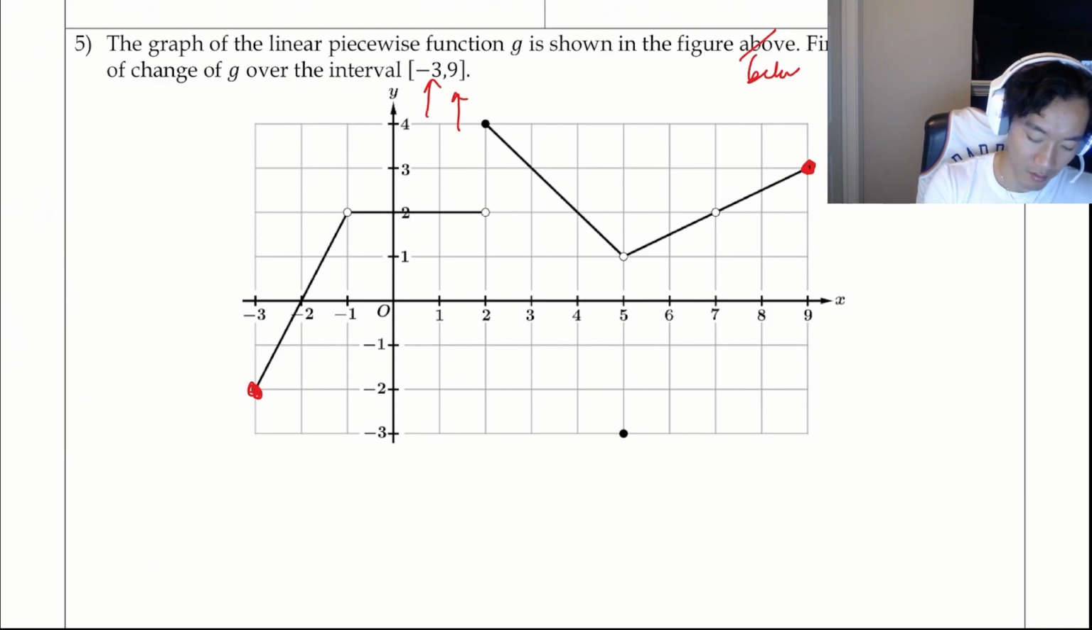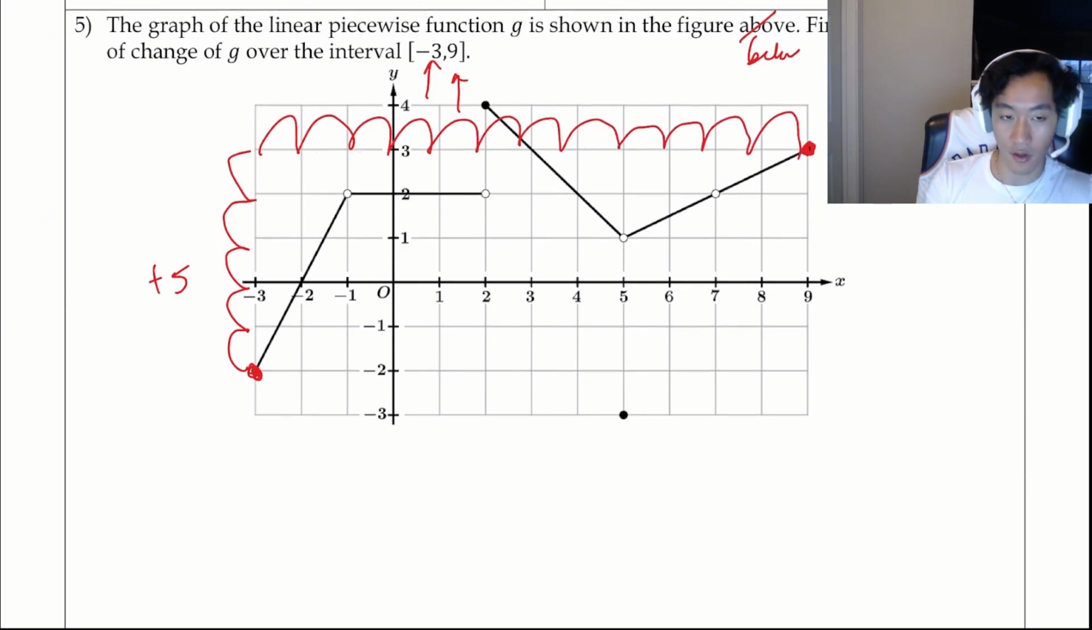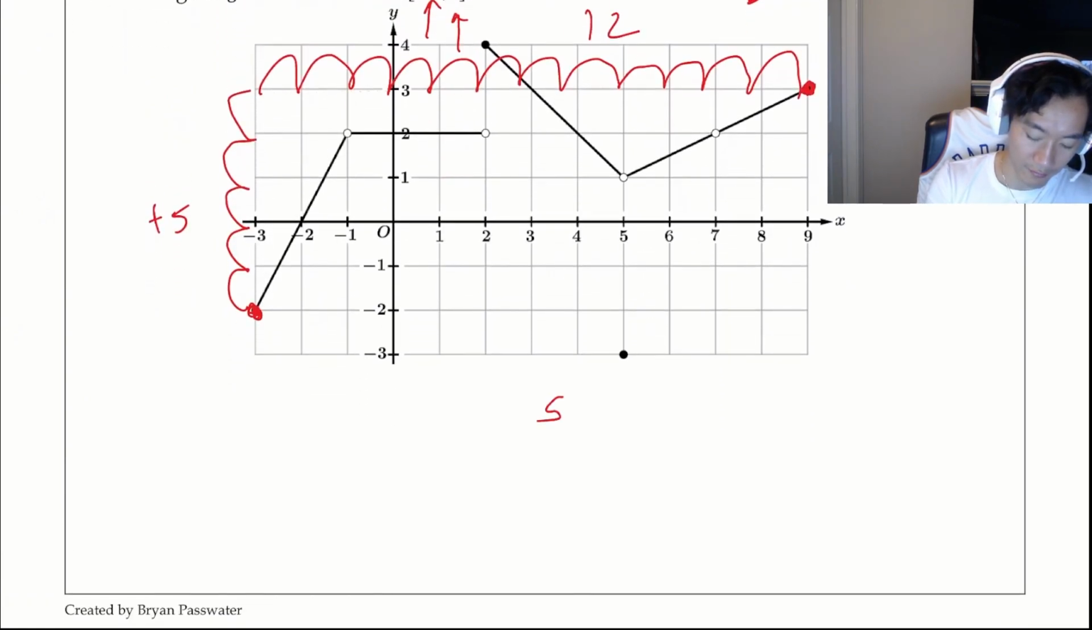All right, so let's see how much I rise. 1, 2, 3, 4, 5. So plus 5. And then I run 1, 2, 3, 4, 5, 6, 7, 8, 9, 10, 11, 12, right? So rise 5, run 12. That's a classic way to do this. 5 over 12, right? There is our slope.